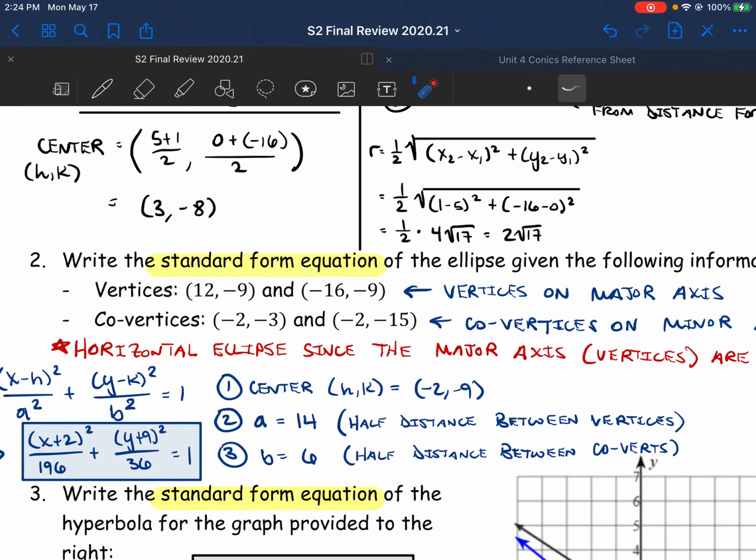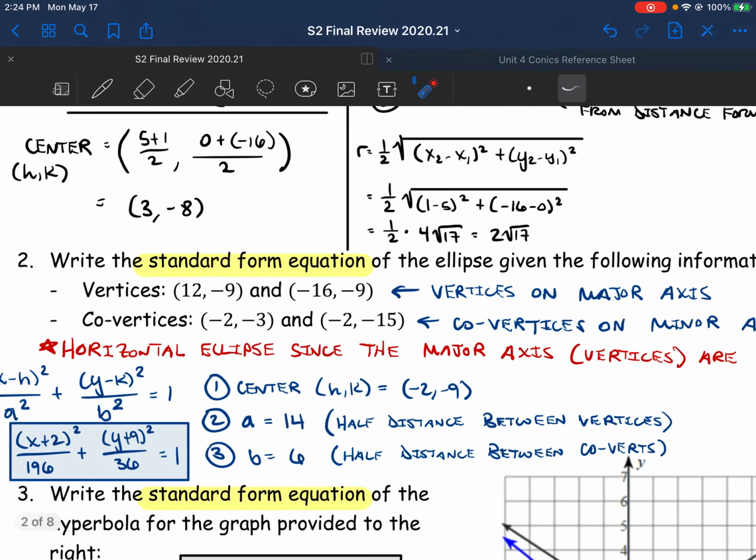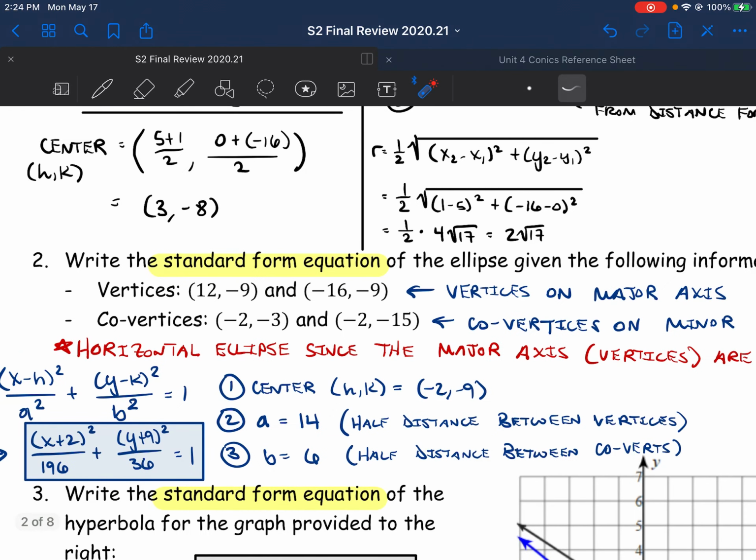Write the standard form equation of the ellipse with the given information. So we're told that the vertices are at (12, -9) and (-16, -9), and we're told that the co-vertices are at (-2, -3) and (-2, -15).